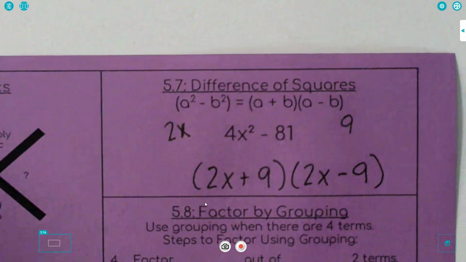5.6 and 5.7 are the only two sections where you wouldn't need to show work. You can do that without showing any work. Like, you can do that in your head. You can show work if you want to, but you don't have to. Any questions about that?